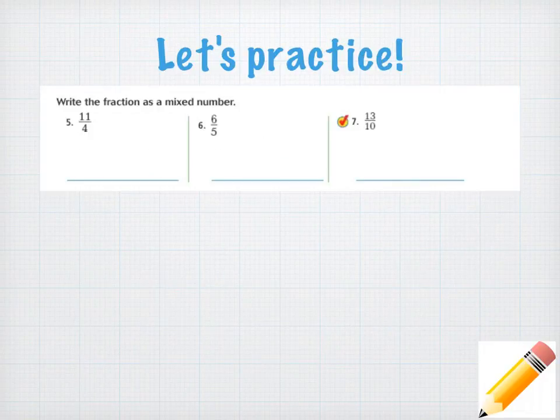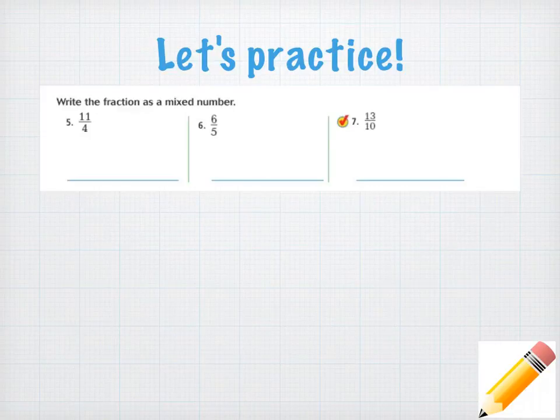Okay, at this point, I would like you to pause the video, practice working on these 3 problems, changing these improper fractions into mixed numbers. You can use either strategy that you would like, even though the second strategy is probably more practical to use than the other strategy. So after you've finished, you can start the video up again, and I will go through how to solve these problems. Good luck!